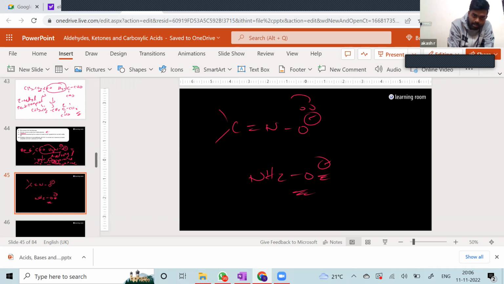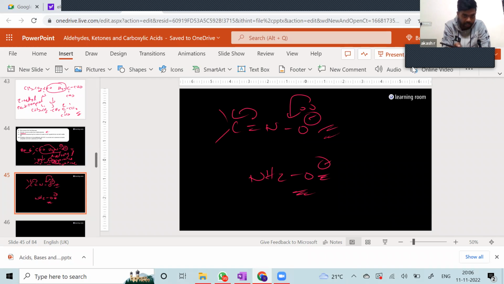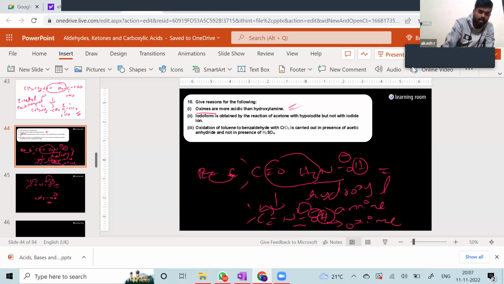But you see, this negative charge is actually stabilized by resonance, not even inductive effect. Here we can even speak about resonance. So obviously here the conjugate base is more stable, and you have to show these structures in the examination. And then you can say that this is a more stable conjugate base. So definitely oximes are going to be more acidic when compared to your hydroxylamines. Okay, right? Fine. Next one.